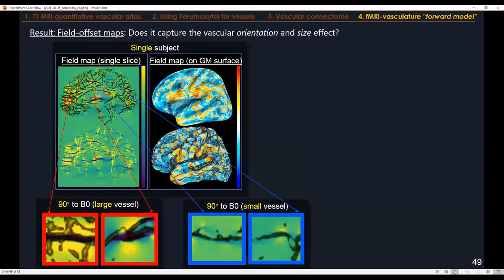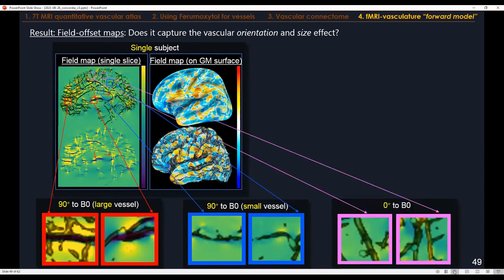And if you look at the smaller vessels perpendicular to B0, this effect is smaller, of course. Then if you look at the vessels that are parallel to B0, you will see that there's a low or absent amount of field offset coming from those vessels. So it really follows what we expected the model to do.